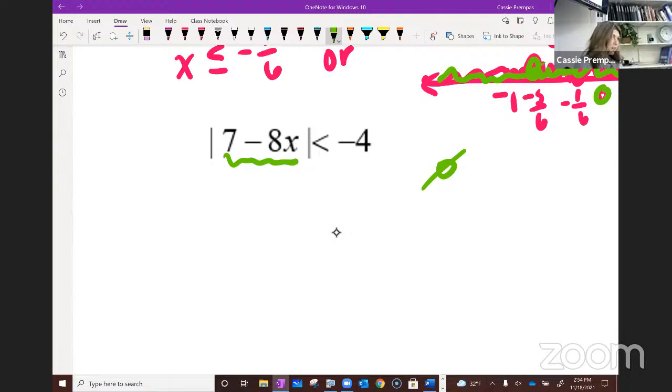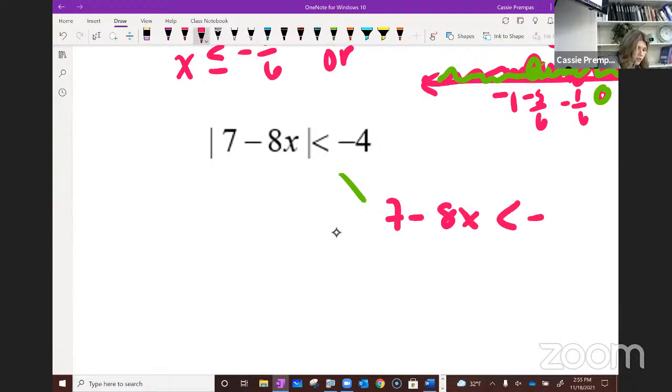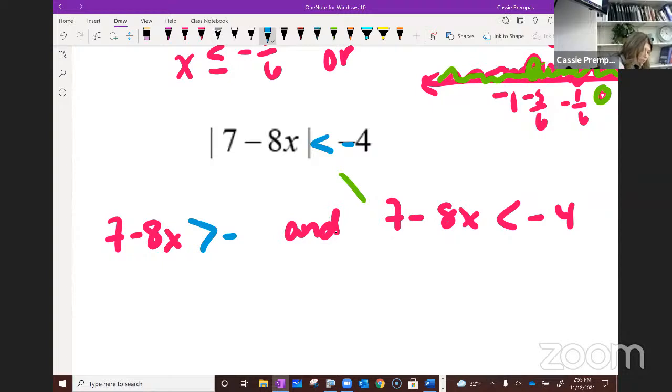Now, if you didn't think like Michaela did, you could go through the algebra and at the end be able to determine that nothing will work. So I'll quickly show how this shows that nothing works because we copy exactly what we see. 7 minus 8x is less than negative 4. This is an and situation. And 7 minus 8x has to be, flip the sign and flip the sign, so greater than the opposite of negative 4.